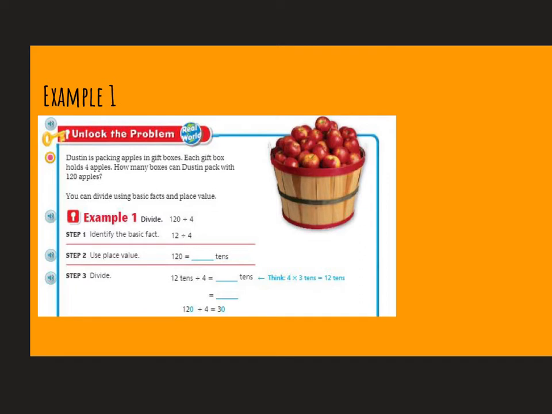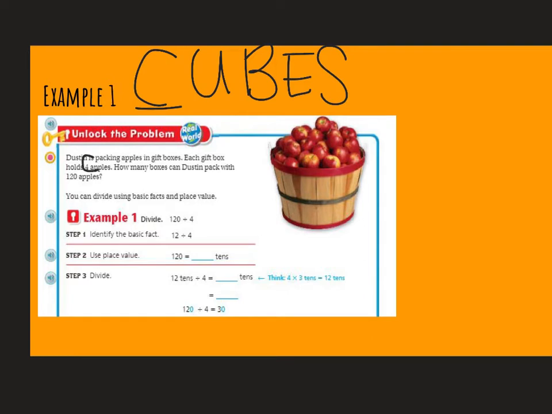First of all, this is the word problem. So I am going to make sure I write CUBES to remind me how to solve my problems. The first step is circling all of the numbers. I see 4 apples and 120 apples. Then I will go on and underline my question. How many boxes can Dustin pack with 120 apples? Then I will box in the important information.